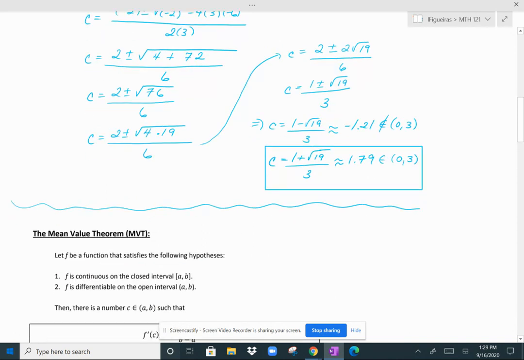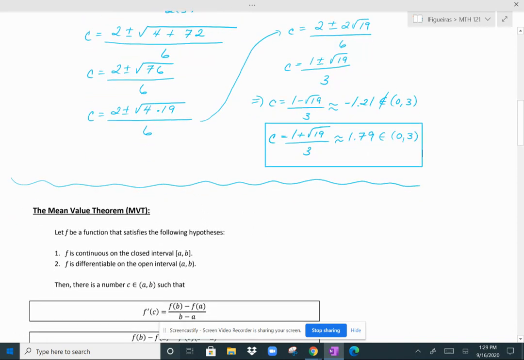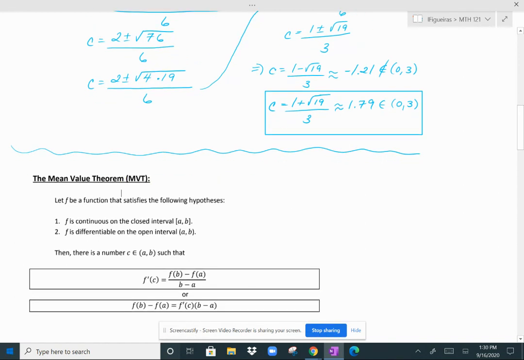Okay, so mean value theorem, it does have some similarities with Rolle's theorem, but it is different and represents something different graphically. So mean value theorem, which I often abbreviate as MVT, just to make it a little quicker to write. So let f be a function that satisfies the following hypotheses. f is continuous on the closed interval from a to b, and f is differentiable on the open interval from a to b. So that part is the same as Rolle's theorem.